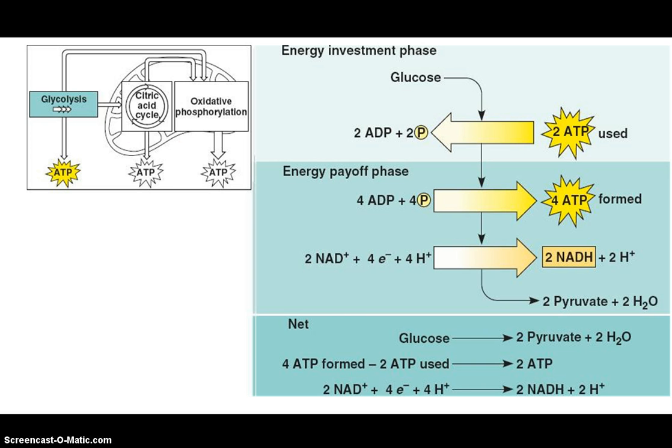And this diagram shows the entire process again. So we're talking about glycolysis. It's taking place in the cytoplasm. So we haven't even entered the mitochondria yet. And it is anaerobic. No oxygen is involved. So again, we've got the energy investment phase.